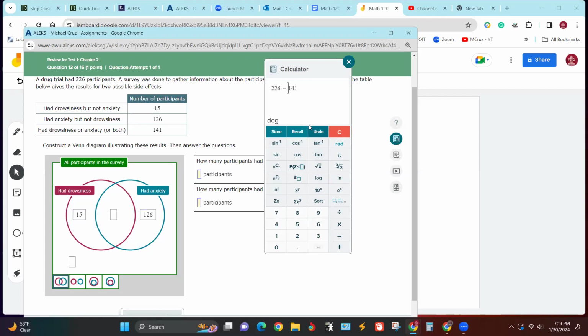Oh, wait a minute. No, you're doing that wrong. Hold on a second. 126 plus 15. There we go. So that's going to add these up. So now we're going to subtract that from the 141. And what is that going to give us? Well, it's going to give us 0. So a 0 would go in here. So we're going to have to change it. But let's go ahead and just finish this last one.